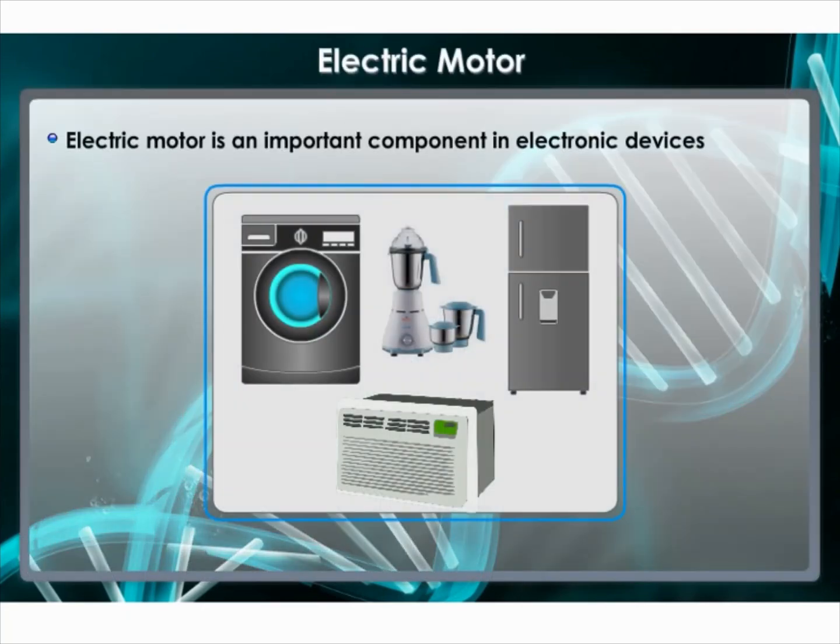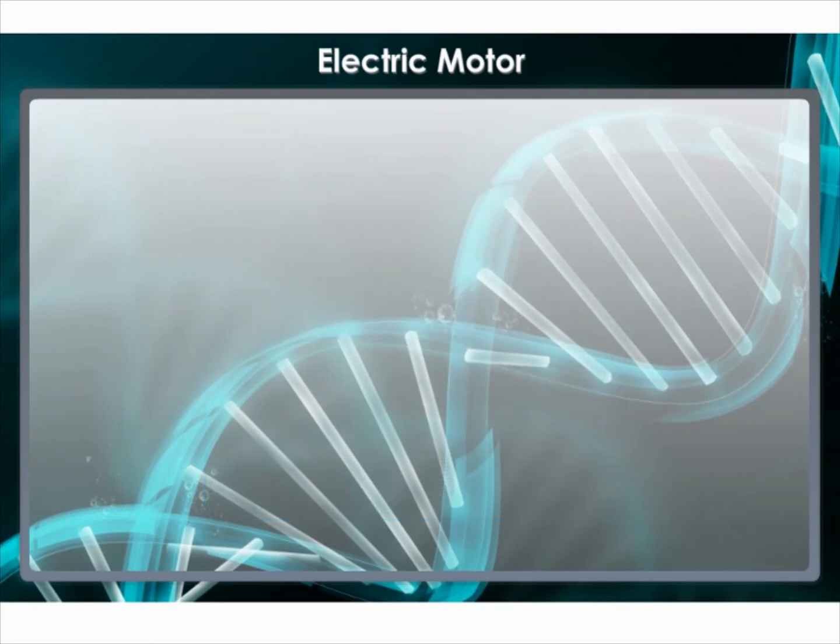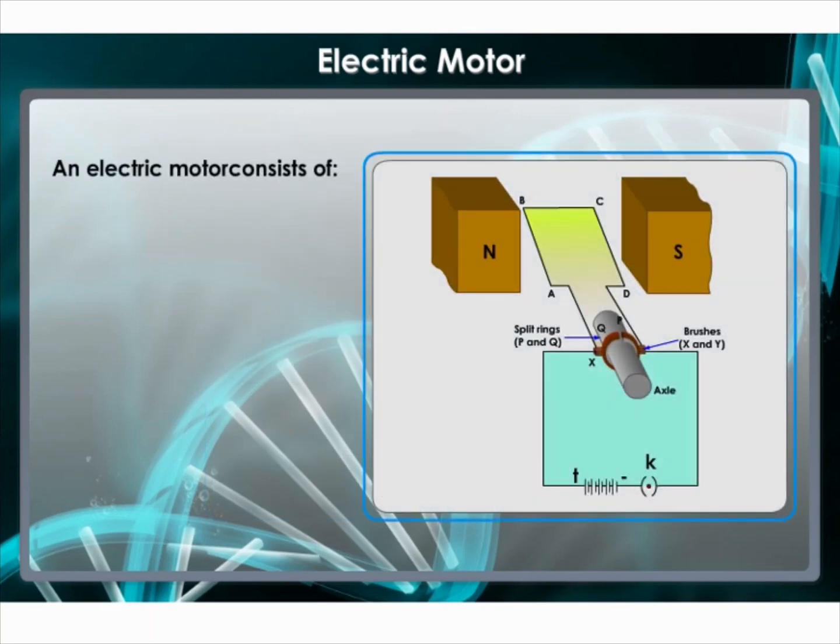Electric motor. An electric motor is a rotating device that converts electrical energy to mechanical energy. Electric motor is used as an important component in electric fans, refrigerators, mixers, washing machines, computers, MP3 players, etc. Let's know how an electric motor works.